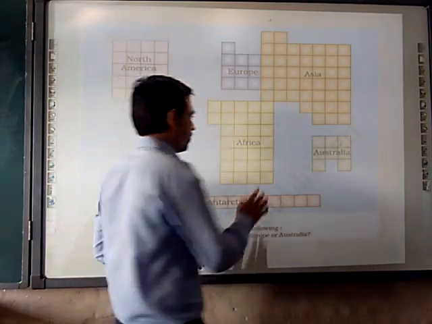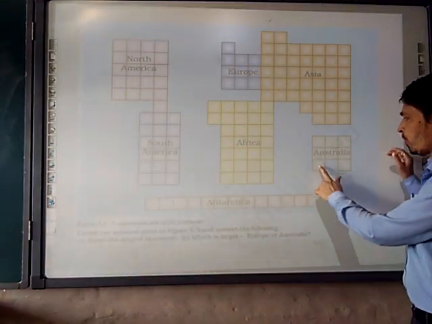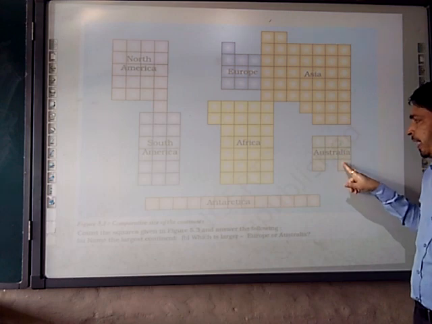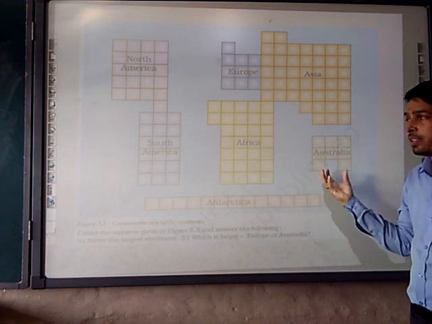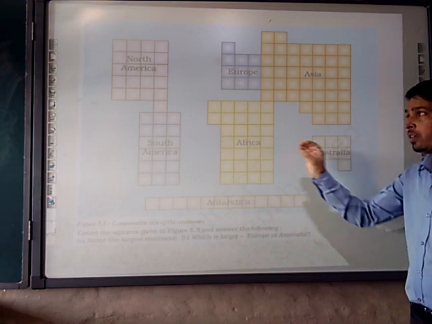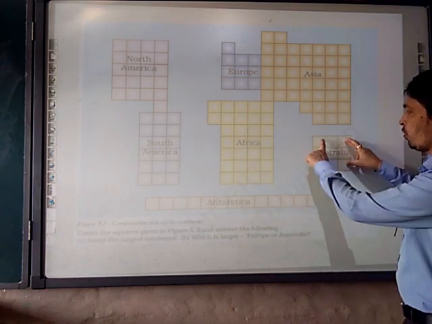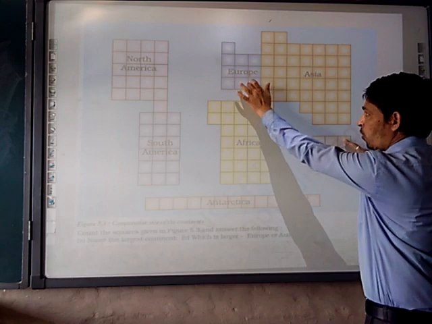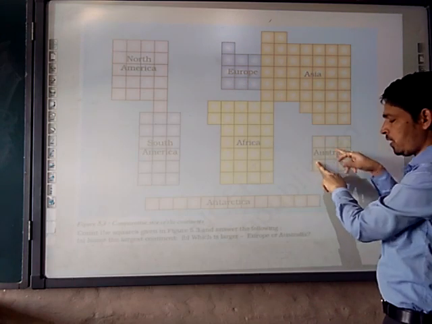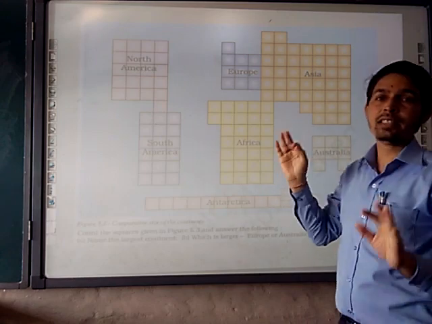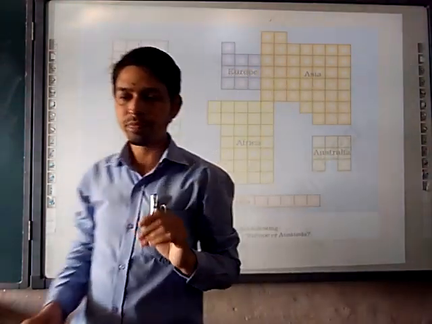Suppose this part, see here, Australia: 1, 2, 3, 4, 5, 6, 7, 8. 8 squares are there, right? Like that we have to count first of all, and then compare Europe and Australia, and see which is the larger one. Like that we have to write in the textbook only.